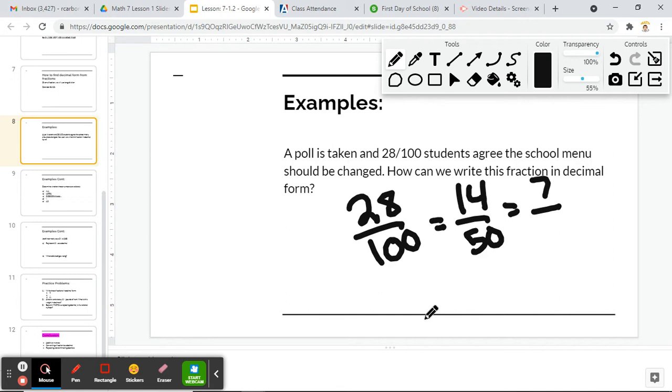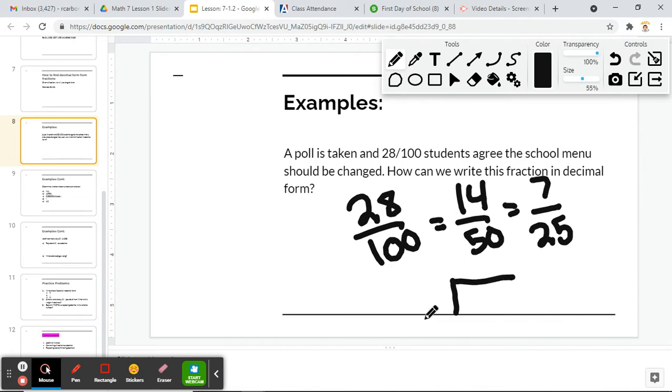So remember, we were talking about a poll being taken and 28 out of 100 students agree that the school menu should be changed, and we're trying to write this fraction in decimal form. Remember, we're simplifying 14 over 50. Both of these are divisible by 2, so 14 divided by 2 is 7, and 50 divided by 2 is 25. So now this fraction is in its most simple form. Let's do some long division.